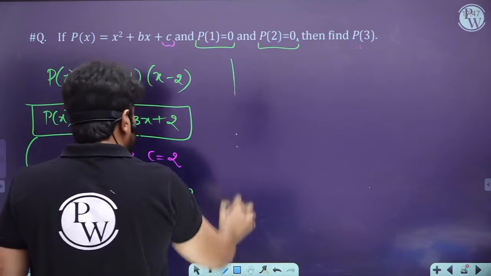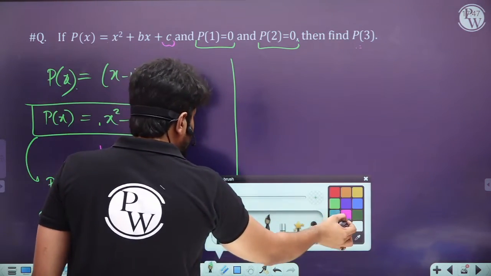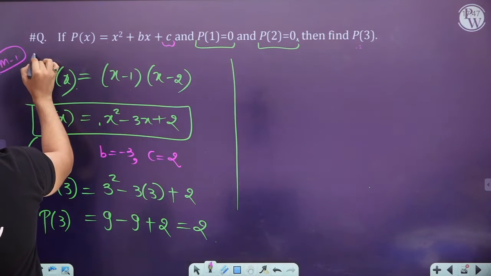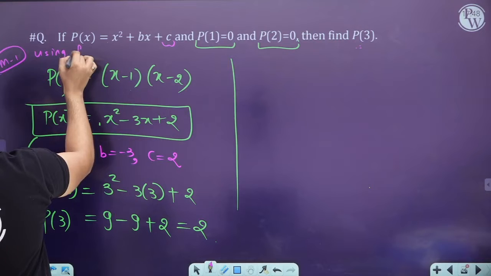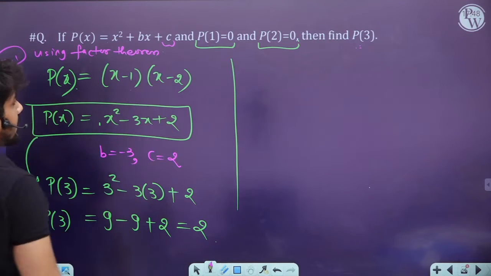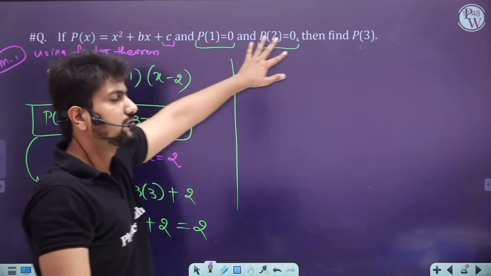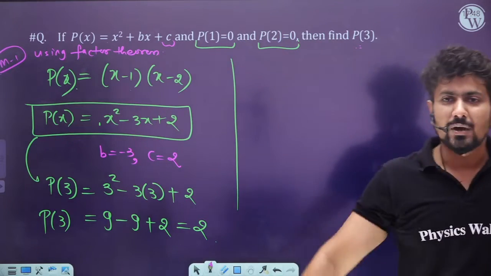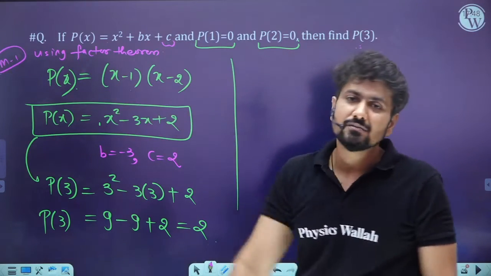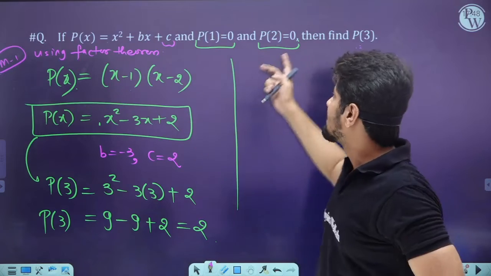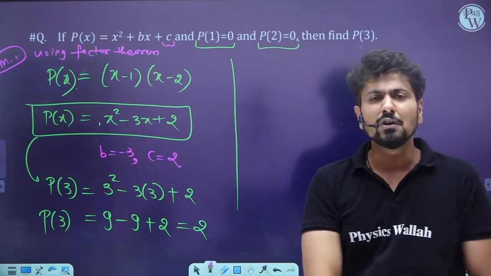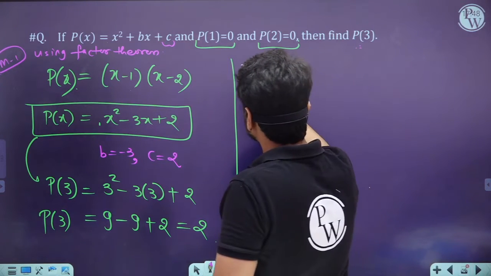This is method 1, which is using factor theorem. Directly using factor theorem, they have told me the values of x where this expression becomes 0. So I know its factors: at x is equal to 1, this expression becomes 0, so x minus 1 will be a factor. At x is equal to 2, this expression becomes 0, so x minus 2 will be a factor. And this is the expression. We got the expression. Yes, there is another way.